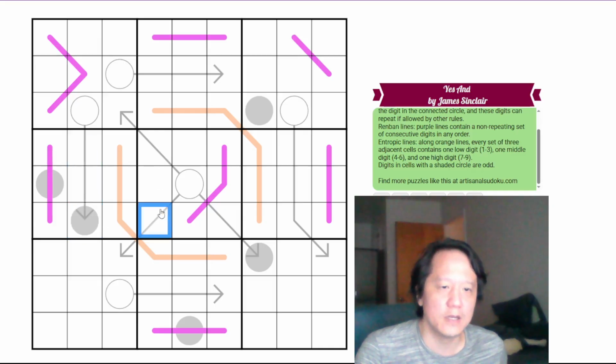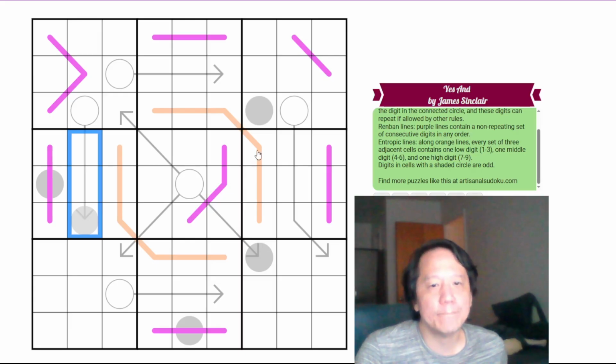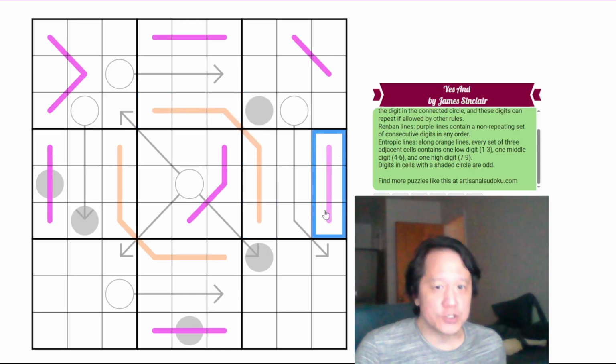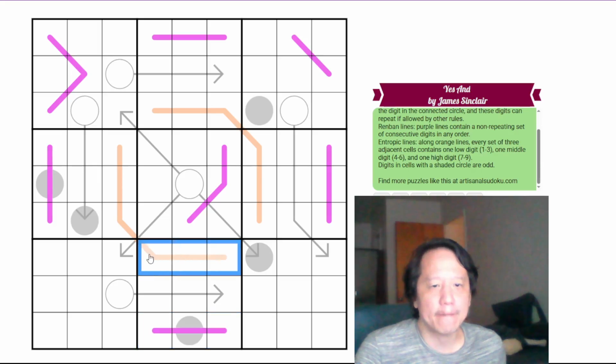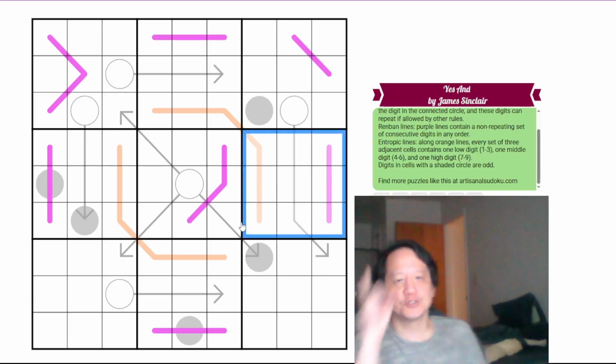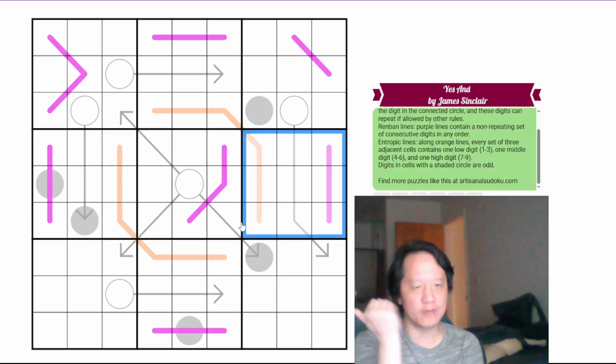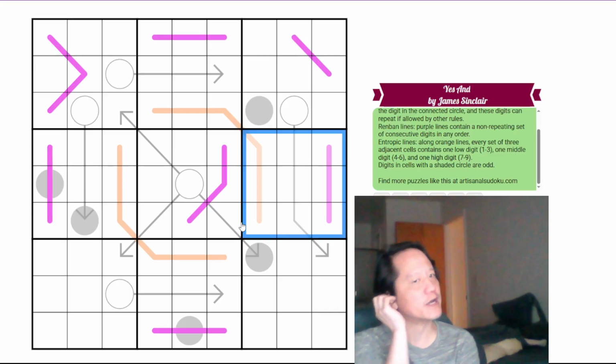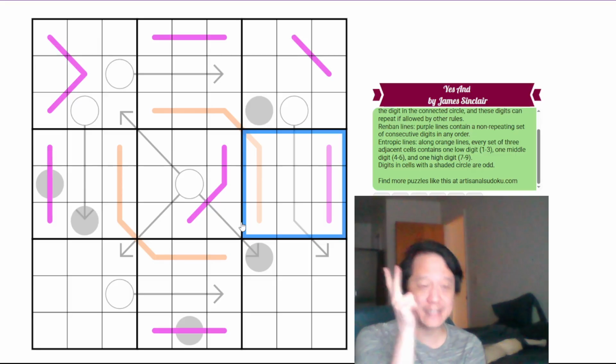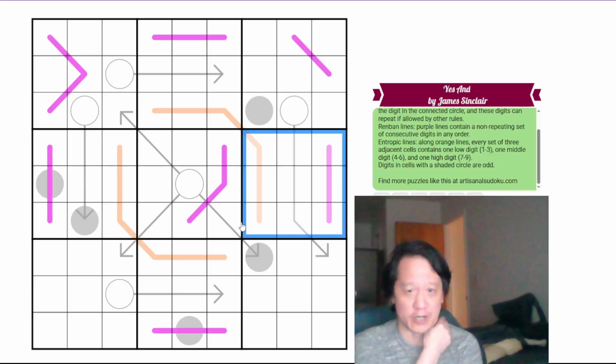Okay. Interesting. So, each of boxes 2, 4, 6, and 8 has a Renban line on it, 3 cells from an entropic line on it, and 3 cells from an arrow on it.